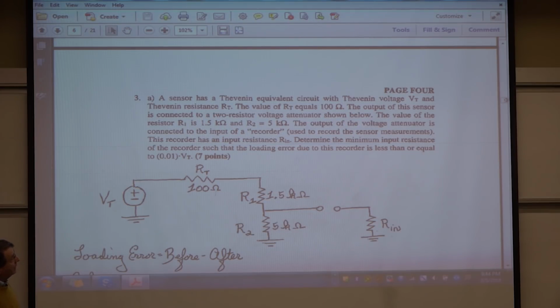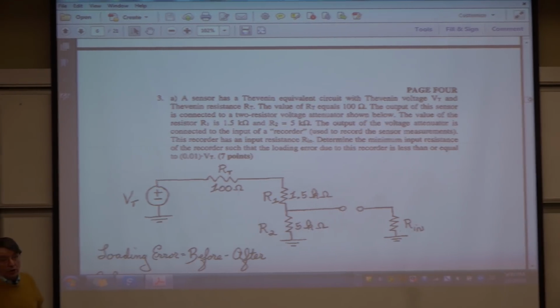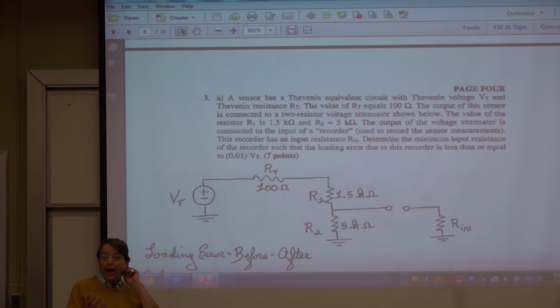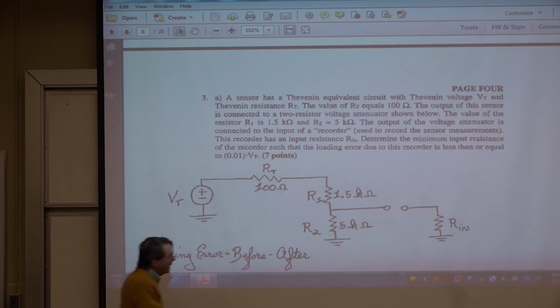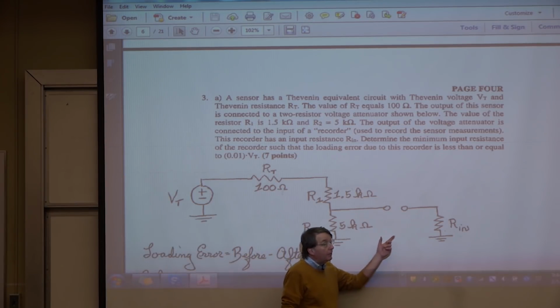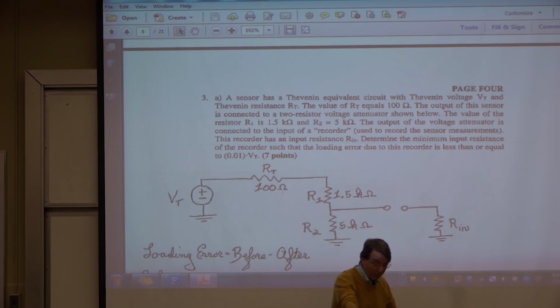Now, I mentioned that the output of the attenuator goes to a meter. Our author calls it a recorder, but think of it as a high precision meter. And we're going to measure something, the voltage. And it turns out the recorder or the meter has an input resistance Rn. Now notice, I don't show them connecting just yet. And you know why. You know I'm winding up to give you a loading error problem.